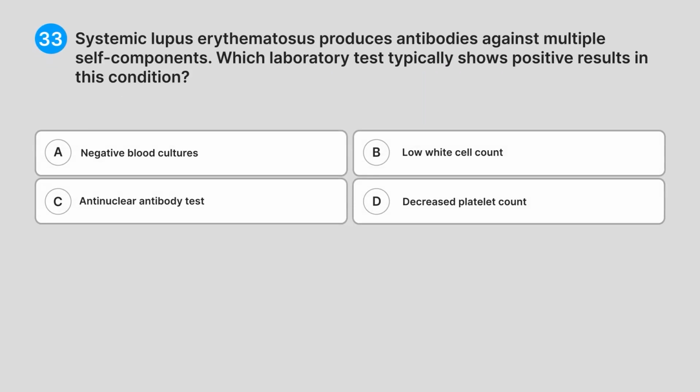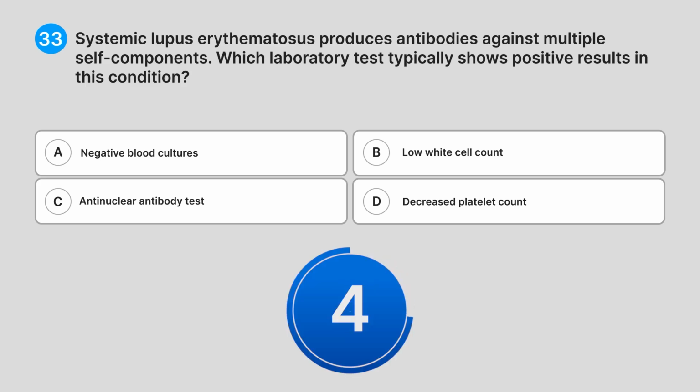33. Systemic lupus erythematosus produces antibodies against multiple self-components. Which laboratory test typically shows positive results in this condition? A. Negative blood cultures. B. Low white cell count. C. Anti-nuclear antibody test. D. Decreased platelet count. Can you guess the answer?